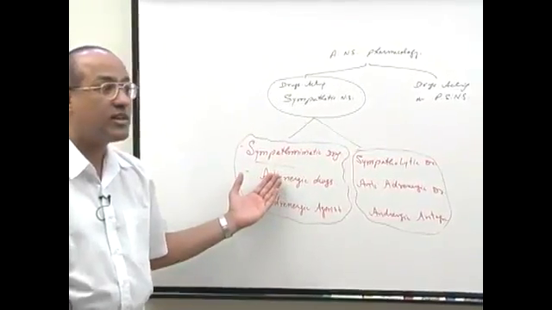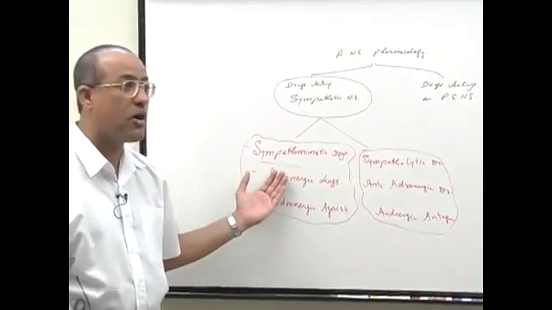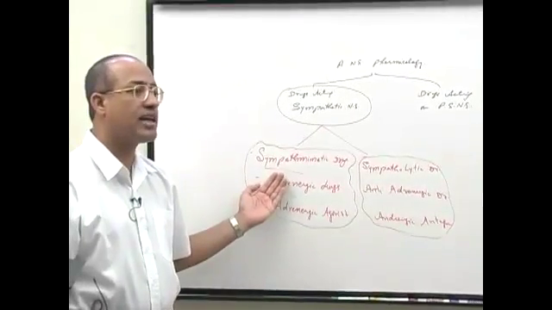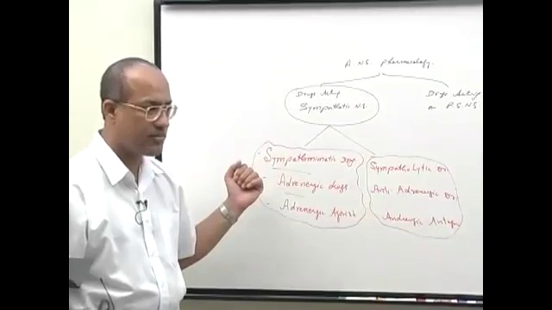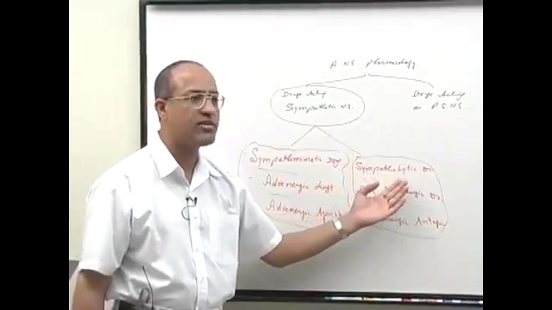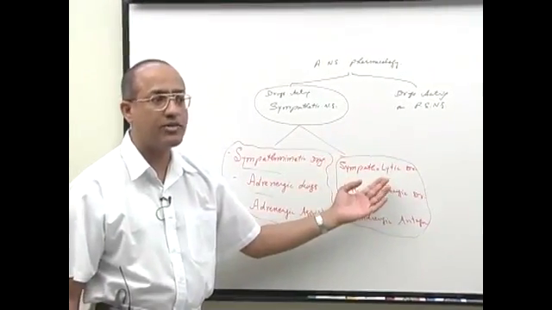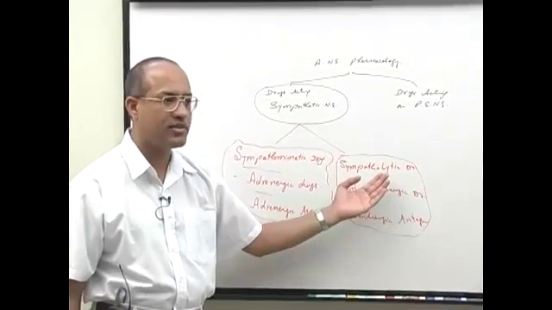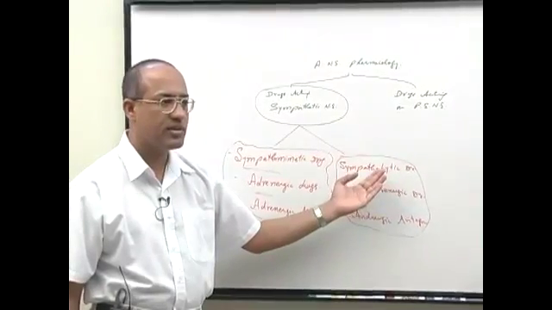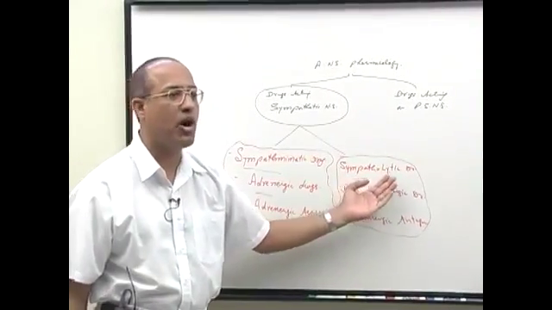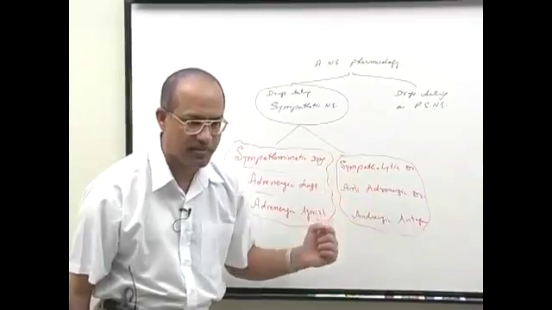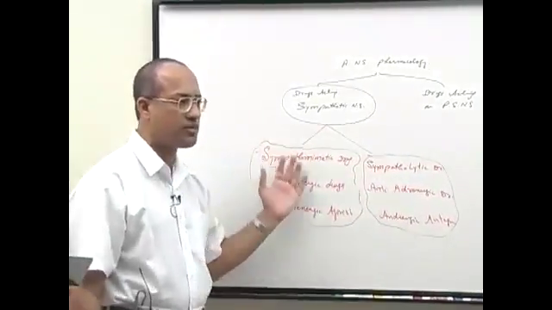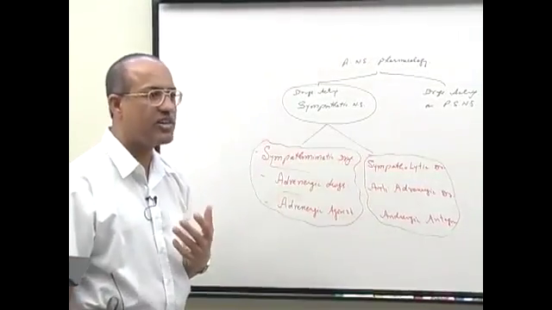Sympathomimetic drugs are increasing the activity of sympathetic nervous system, or they are producing the pharmacological actions which are like the stimulation of sympathetic nervous system, right? And sympatholytic drugs are either decreasing the activity of sympathetic nervous system, or they are producing pharmacological actions as if sympathetic nervous system activity is blocked, partially or completely. Is that right?